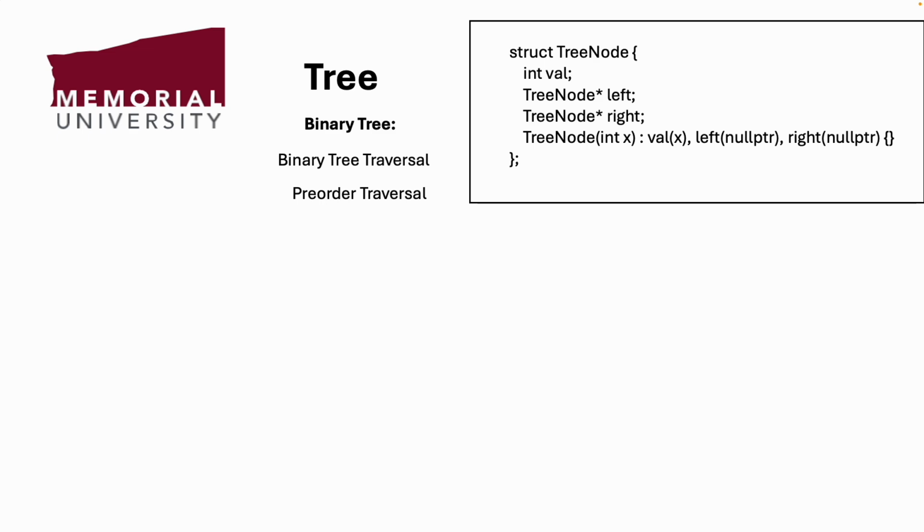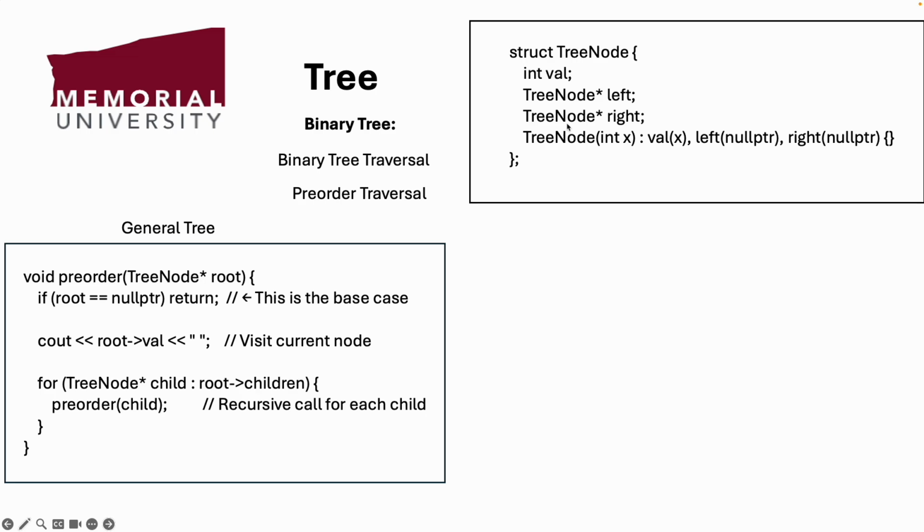Okay, let's implement this pre-order traversal for the binary tree in code. This is the tree node for the binary tree that we declared here. Let's recall the pre-order traversal applied to the general tree. This is the base case, and then we visit the current node, and then we recursively call for each of the children.